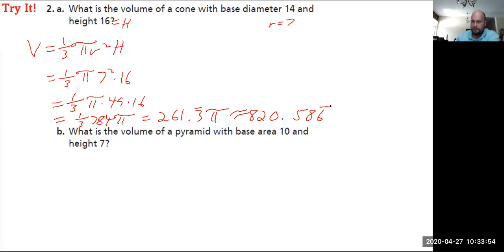All right, for B, what is the volume of a pyramid with base area of 10 and a height of 7? So again, we just have to know our formula. Volume equals base area times height. In this case, they actually told us the base area, so we don't have to do a separate formula for base area. We can just plug this straight in. Base area is 10, height is 7, volume is 70.